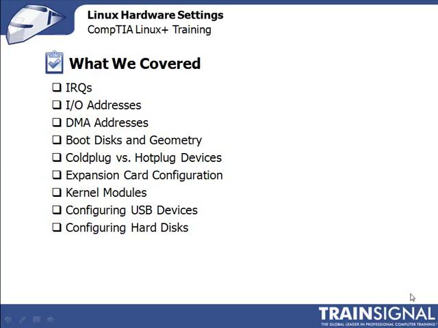To recap though, in this lesson we began with a look at IRQs and how they're used by the system hardware to gain the attention of the CPU. Then we talked about how I/O and DMA addresses are used to handle communications between hardware and the operating system. We reviewed boot disks, the difference between cold plug and hot plug devices, and expansion cards and how they're configured. Next we covered Linux kernel modules, and this lesson concluded with a look at USB and hard disk device configuration.